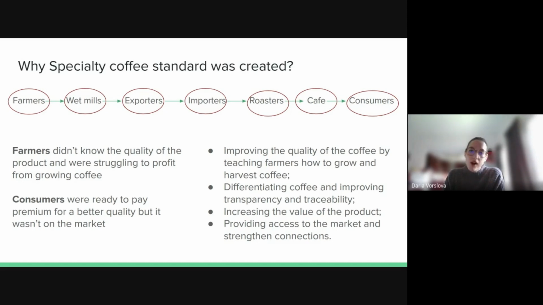So they know how the cherry looks, but they never saw a green bean or roasted bean. They have never tried the coffee they produce. So they just don't understand what it is, or what they should do to improve the quality of the final product. Another thing, that coffee wasn't traceable to the farm in most of the countries, like in 99% of cases.